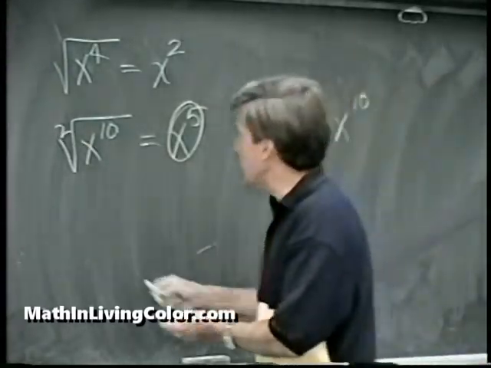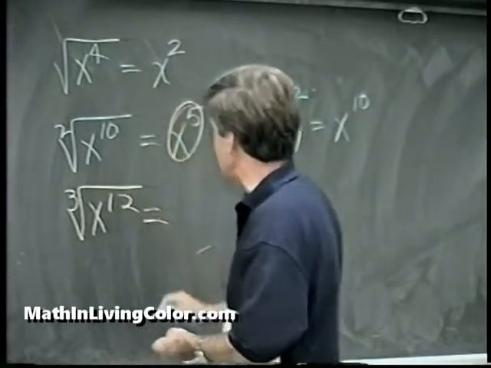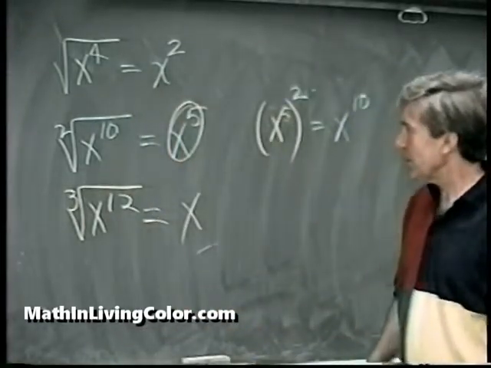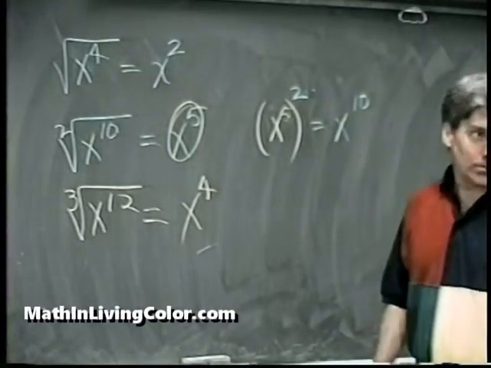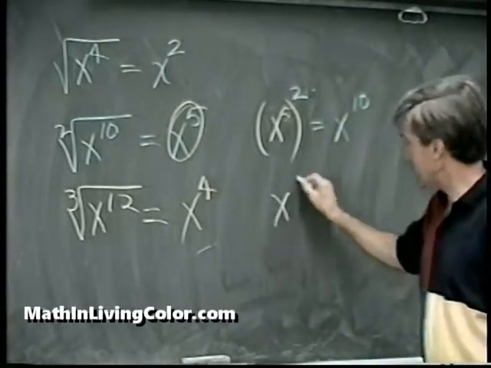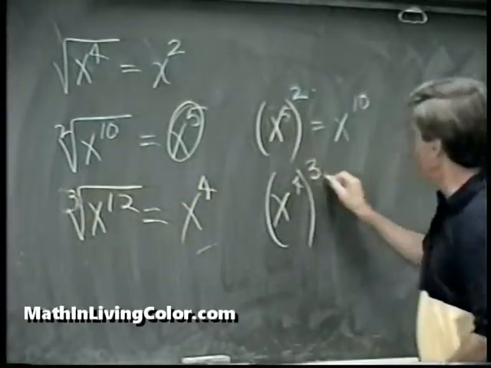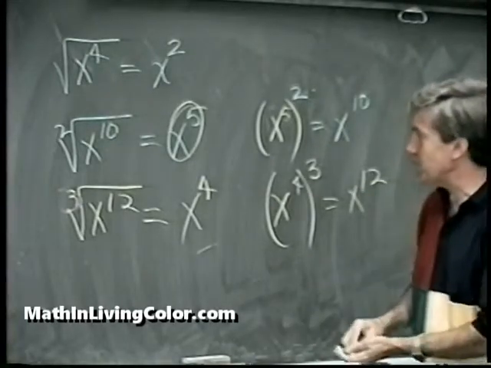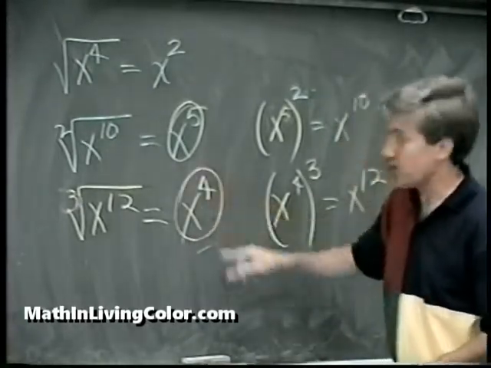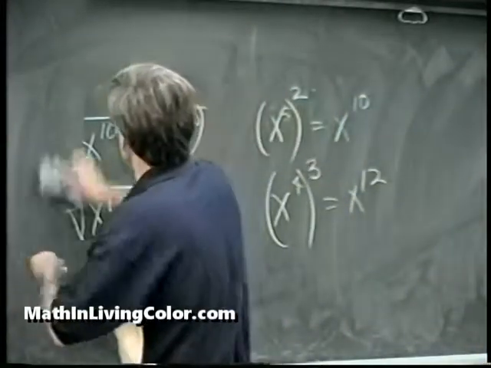Now let's go to a cube root. What about the cube root of x to the 12th? Any ideas? X to the 4th. And how would you check that to make sure? X to the 4th raised to the 3rd power would be x to the 12th, right? And that checks. So the answer is x to the 4th, okay? So you divide exponents, all right?